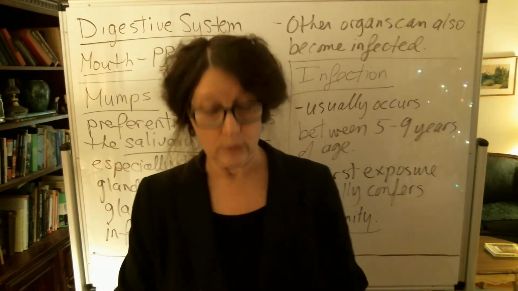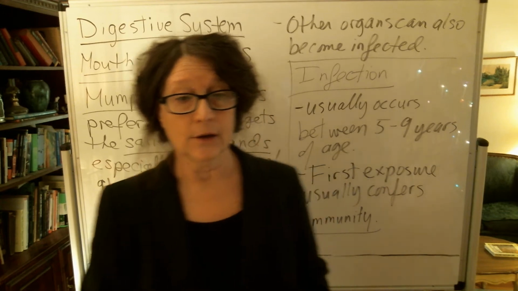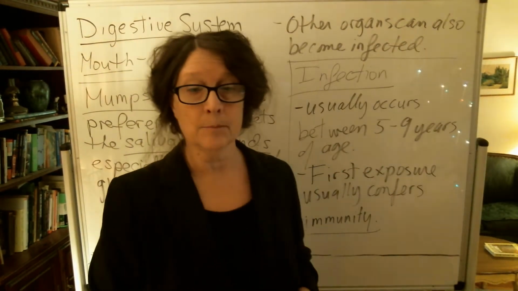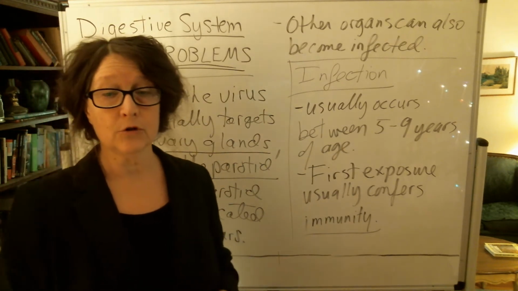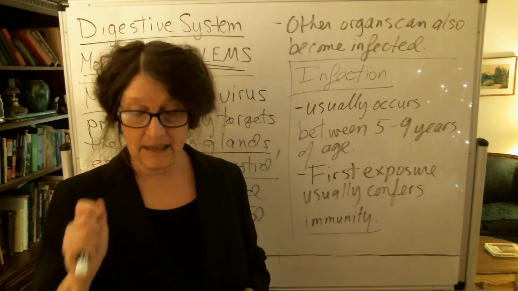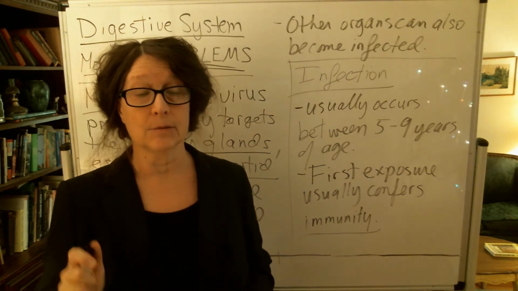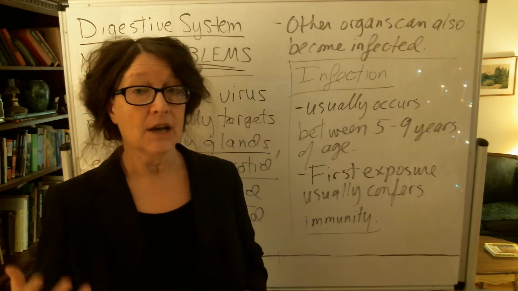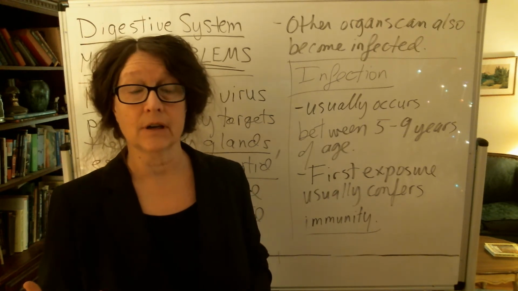This is actually a really important concept that you deserve to know more about. Here, I'll get out of the way so that you can see. Here we are. First exposure usually confers immunity. What do I mean by that? Here is how your immune system works. You have basically two different immune systems, general immunity and specific immunity.